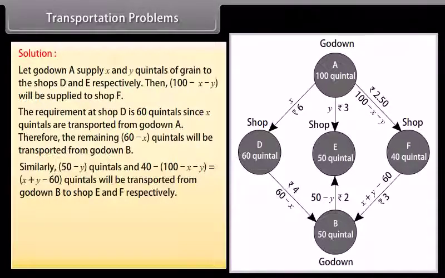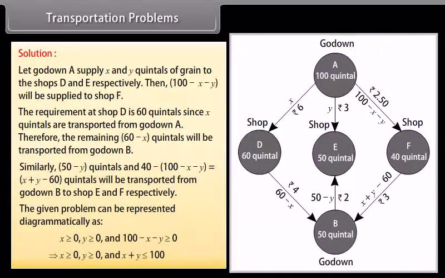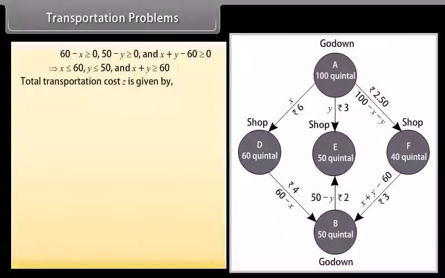Similarly, 50 minus y and 40 minus (100 minus x minus y) equals x plus y minus 60 quintals will be transported from godown B to shops E and F respectively. The given problem can be represented diagrammatically. Total transportation cost Z is given by.